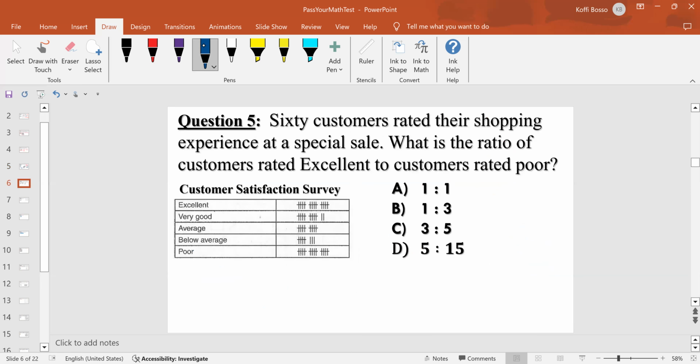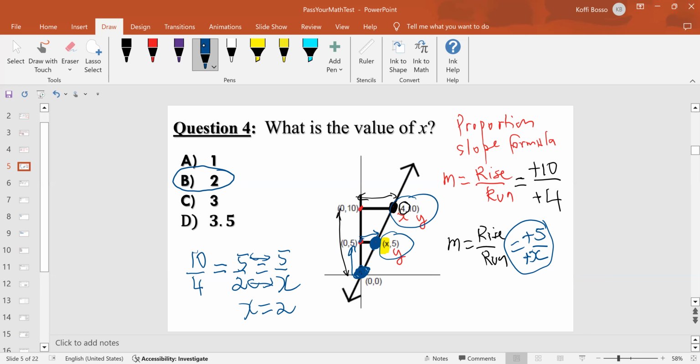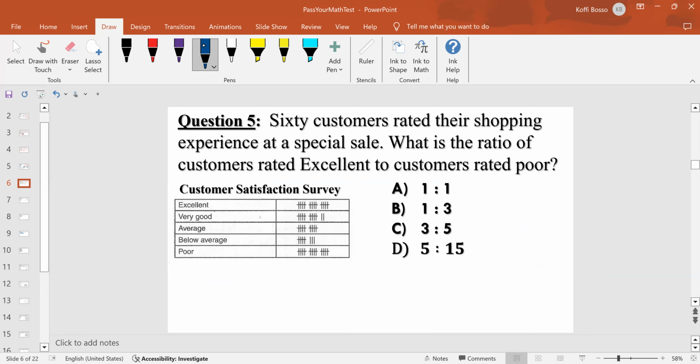Question number 5. For question number 5, they say 60 customers rated their shopping experience at a special sale. What is the ratio of customers who rated excellent to customers who rated poor? So this is a ratio question, right? That means we take excellent to poor, something to something. So that is a ratio.